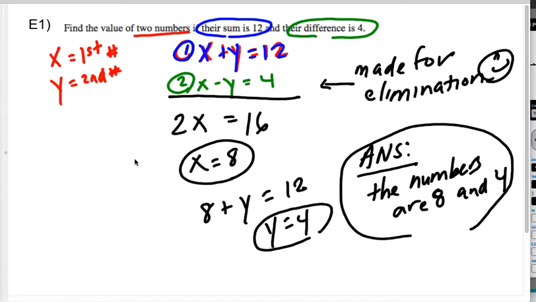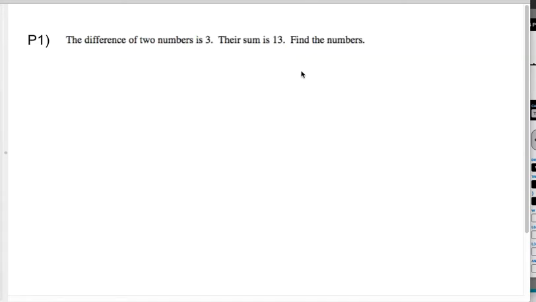All right, so moving on to our next slide. P1, you're going to find 2 numbers, same situation. Okay, so again, assign variables. Pause me if you want. Okay, so the difference of 2 numbers is 13. Their sum is 3. Their sum is 13. Find the numbers. So again, I'm looking for 2 numbers. So I'm going to go ahead and call x one number, and I'm going to call y the other number.